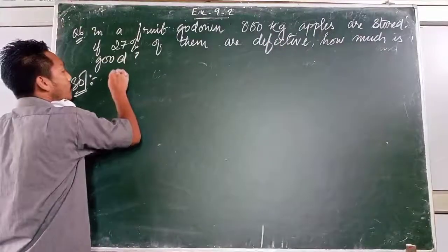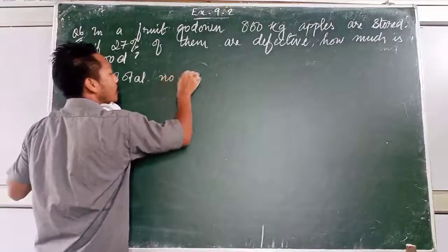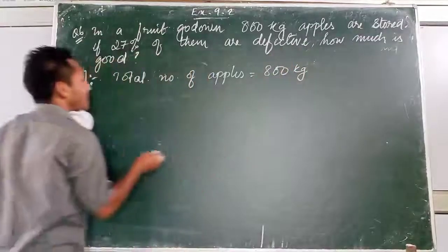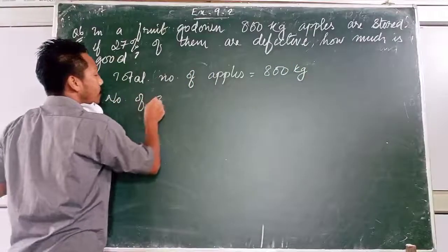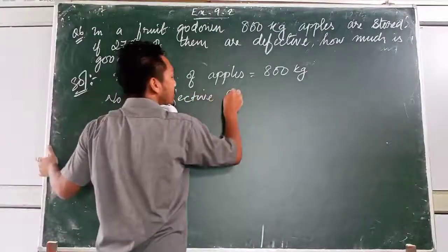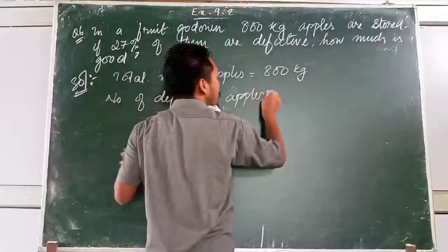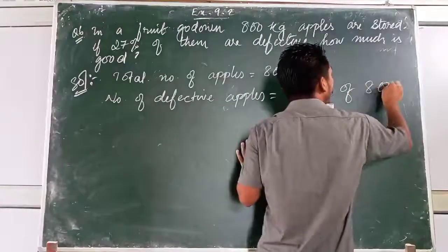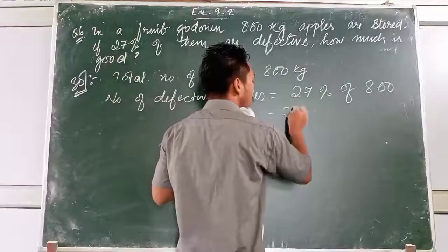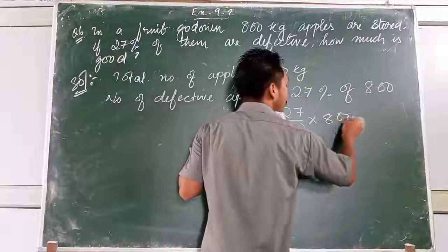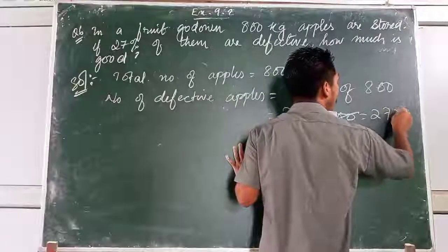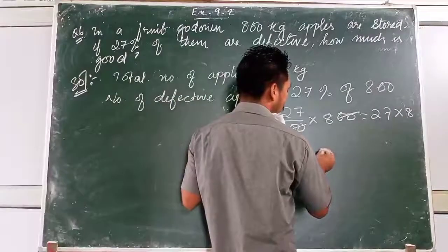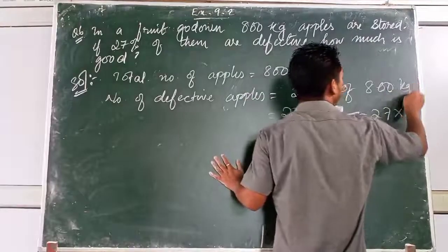First of all, the total number of apples is 800 kg. The defective apples, that is the ones that are not good, are 27% of 800. Out of 800, 27% are bad. So I can write this as 27 by 100 into 800. 0 and 0 cancel. 27 into 8: 8 sevens are 56, 8 twos are 16, so 216. 216 kg of apples are not good.